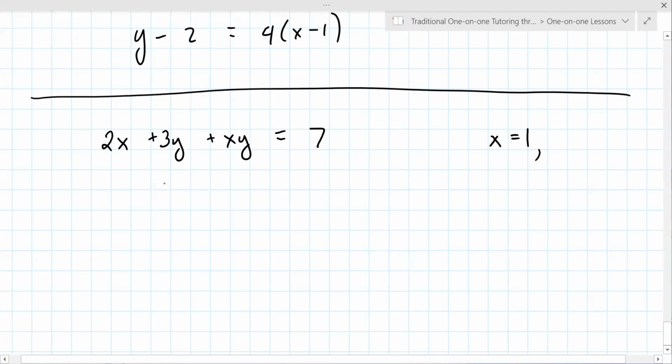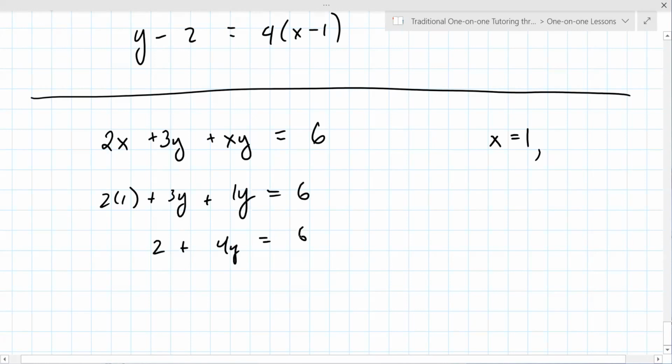Elimination. Yeah, you're going to put that number in. So it's 2 times 1 plus 3y plus, I messed up this number again, 6 plus 1y equals 6. So 2 plus 4y equals 6. So 4y equals 4, y equals 1. And then now you can find the slope.